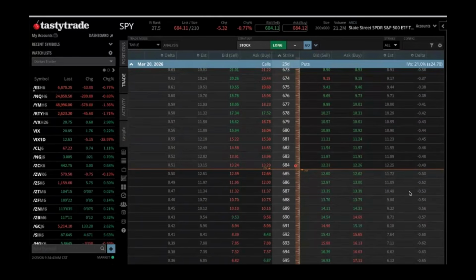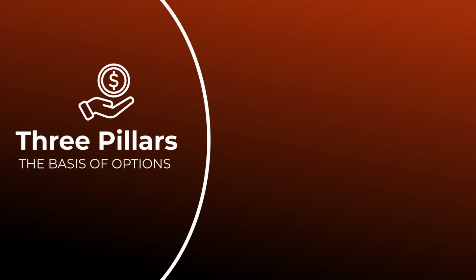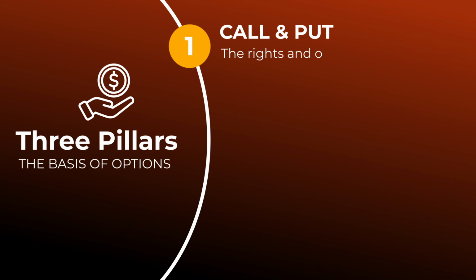All right, so let's talk about the important components of the options chain. A number of you know that here at Dorian Trader, we consider the basis of options to be three pillars. The first pillar is understanding the call and the put, what's happening in buying and selling calls and puts, and the rights and obligations of calls and puts.